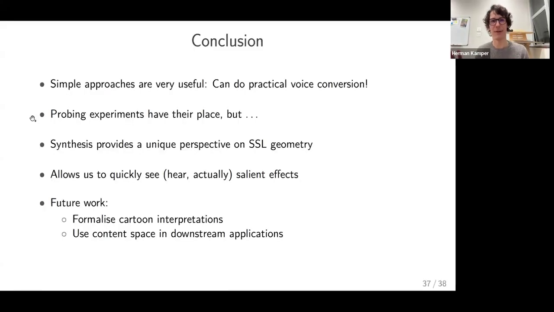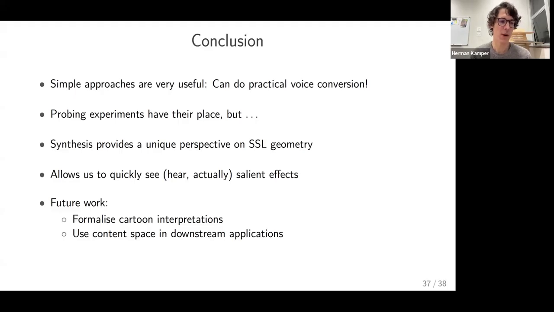Okay, I will conclude. I'm almost at the end. What I want you to take away from the talk is that simple approaches are still very useful. We need to teach students about linear regression and about nearest neighbors, despite ChatGPT taking over the world. You can actually do practical stuff by just carefully using simple approaches. We've been able to do state-of-the-art voice conversion.